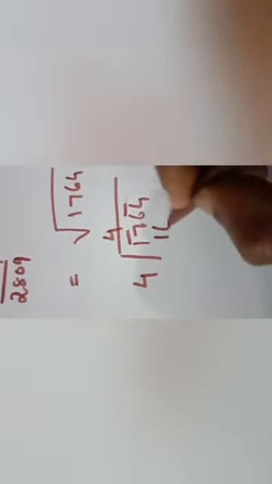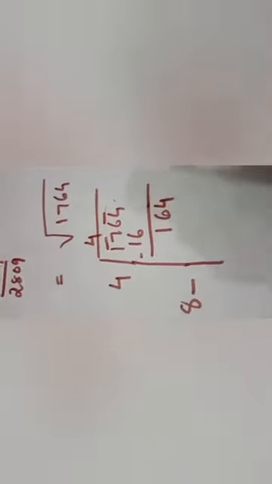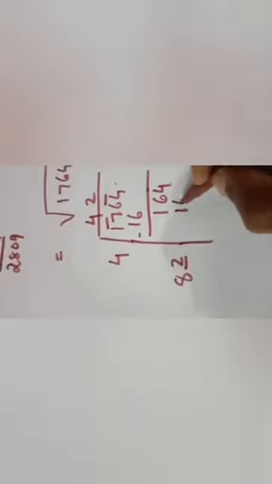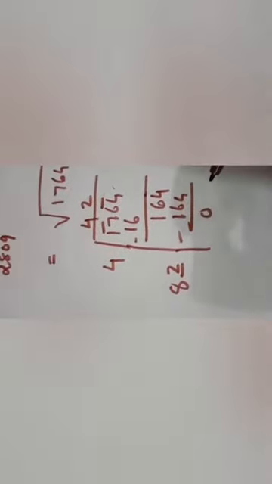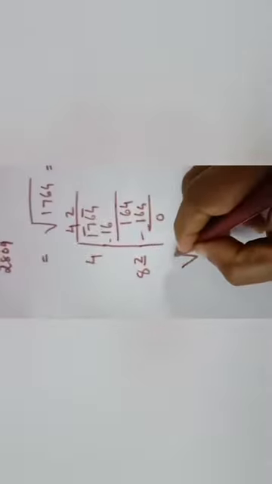So 4. Here also 4. 4 fours are 16. Now subtract. 17 minus 16 is 1. Now bring down the next pair, 64. Okay, 164. Now what is double of 4? It is 8. 8 followed by a number, now we can check it. 82 into 2 is 164. Correct. Here also put 2. 164, subtract, 0. Okay.